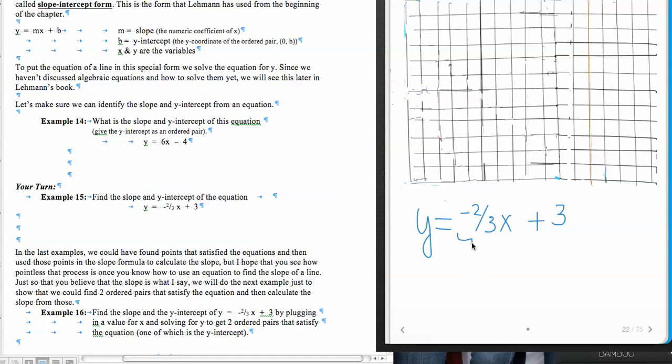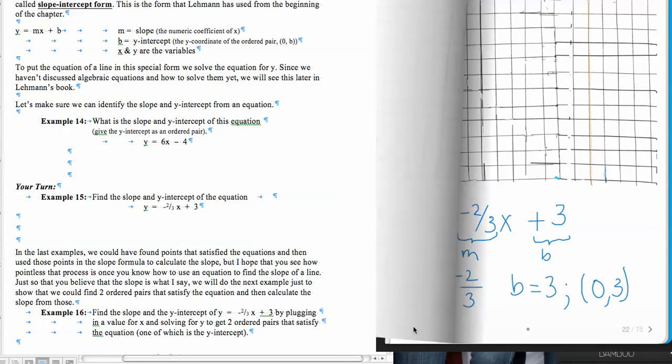So our slope, remember, is the numeric coefficient of the x, and our y-intercept is the constant with its sign. So the slope of this line is m equals negative 2 over a positive 3, a negative 2 rise over a positive 3 run. And our y-intercept, our b, is equal to a positive 3. Again, remembering that I really prefer that to be written as (0, 3).